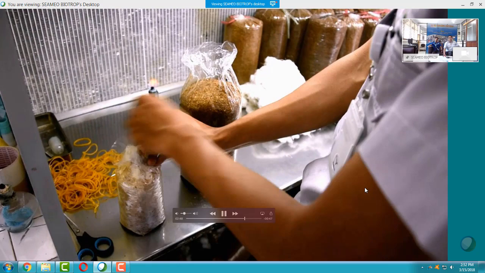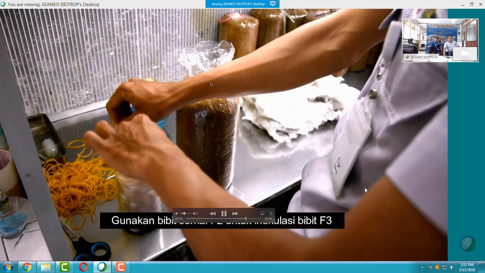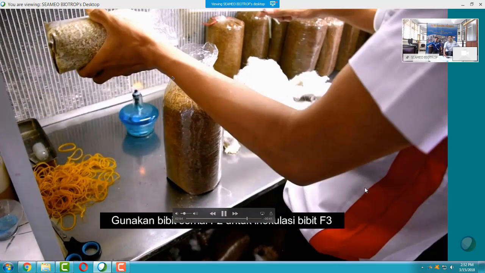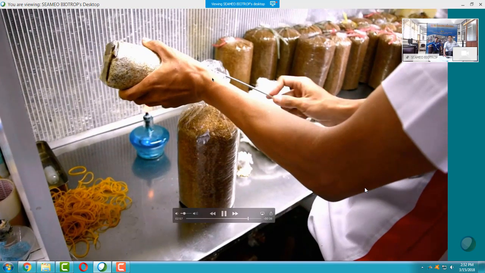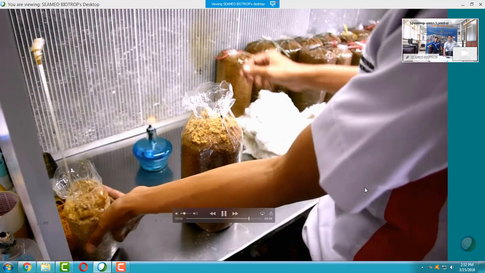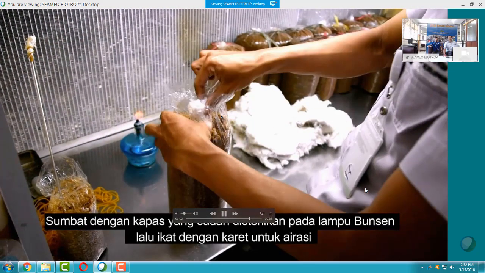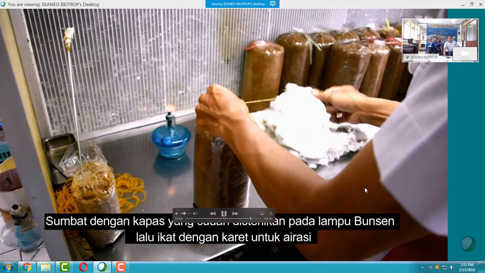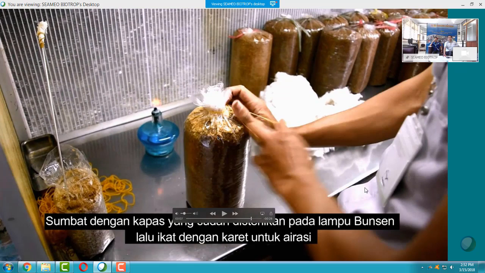With the baglog, we just open the ropes, and then we put some mycelium that has already grown into our F3 products. Just like that. And then we put some cotton. You can use newspaper and wrap it with a plastic rope like this one, a rubber band, so that the mycelium can breathe some air.